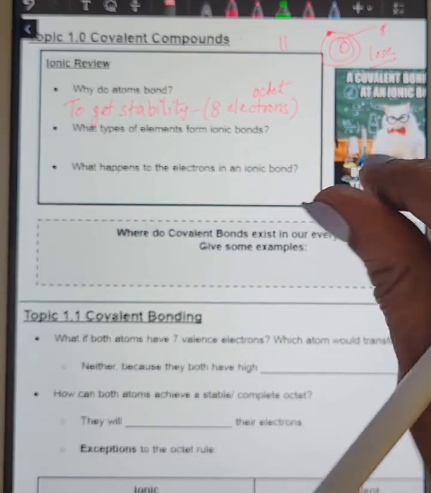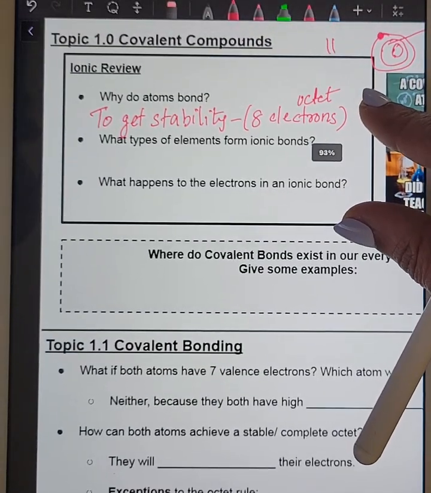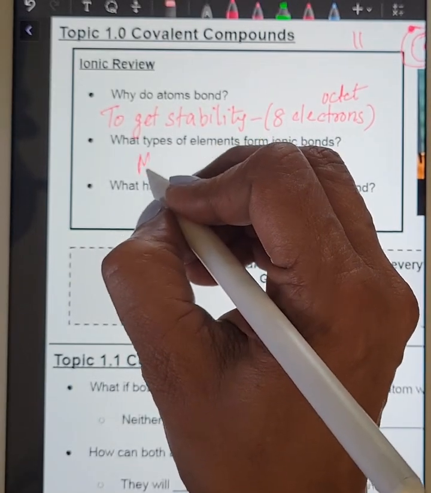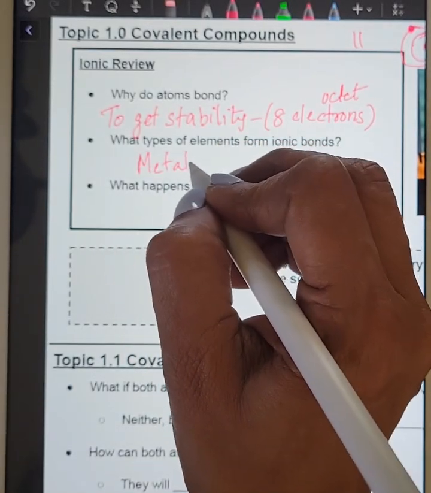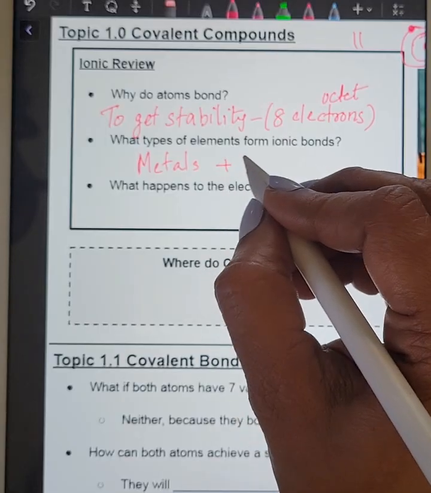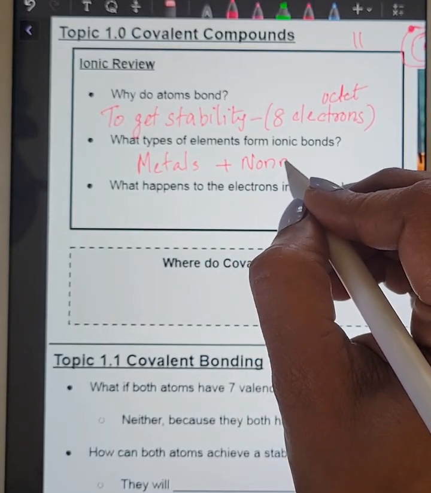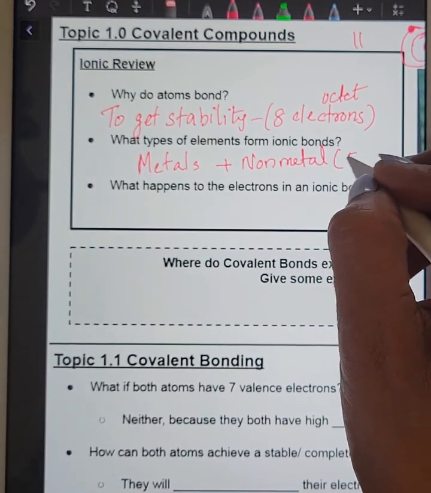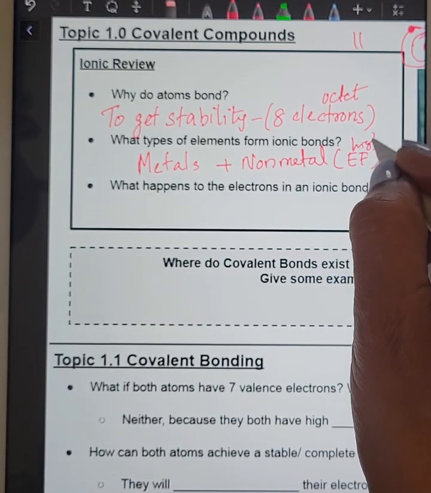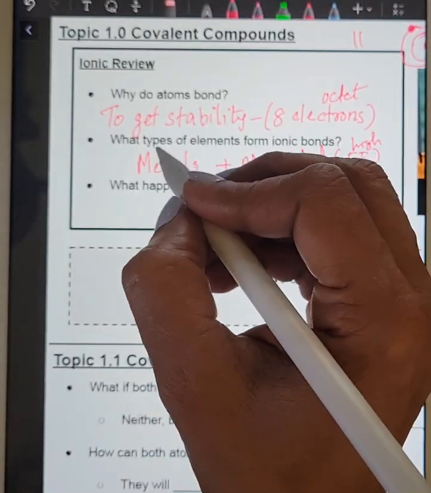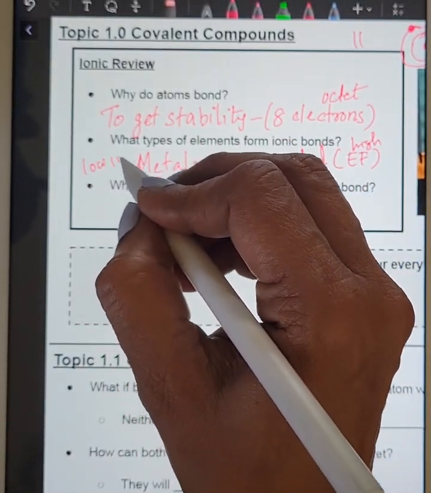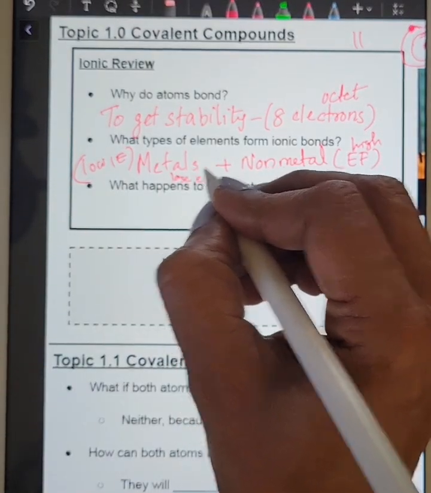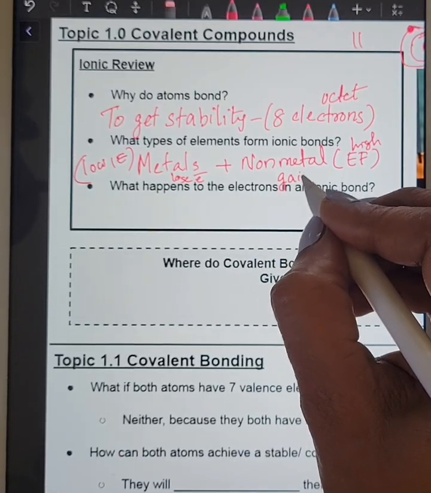Okay. Then second question, it says what type of elements form ionic bonds? So that is also a review of what we learned last time. We know that metals, which have low ionization energy, when combined with non-metals, will form ionic bonds because non-metals have higher electron affinity and high electronegativity. Metals have low values of ionization energy, so they tend to lose electrons, and this one tends to do what? Gain electrons.